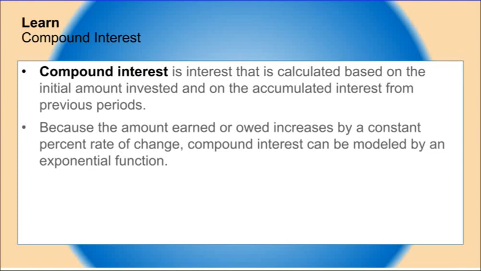So your current balance keeps increasing. So you would have the interest based on the principal plus the interest that was already accumulated. Because the amount earned or owed increases at a constant percent rate of change, compound interest can be modeled by an exponential function. So compound interest grows at a quicker rate than it would with simple interest.